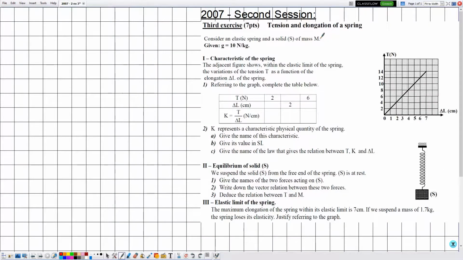Consider an elastic spring and a solid S of mass m. Take g is equal to 10 newtons per kilogram, which means that we are performing this experiment on the surface of the Earth.